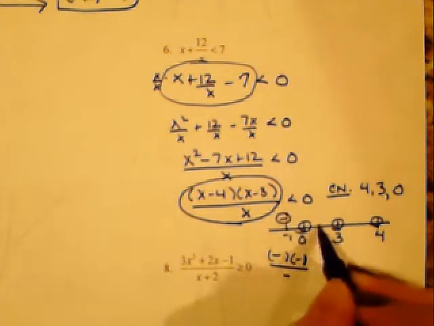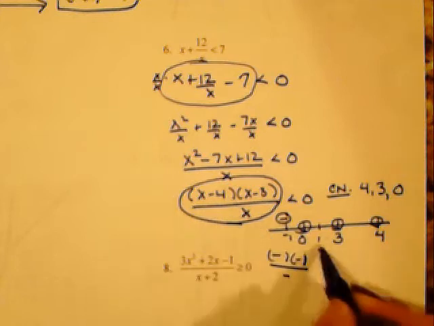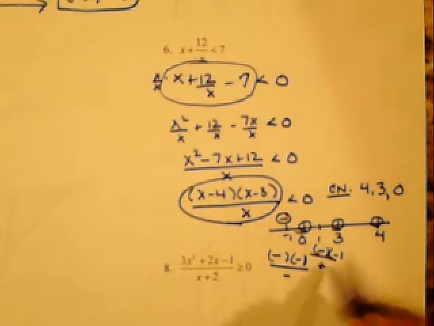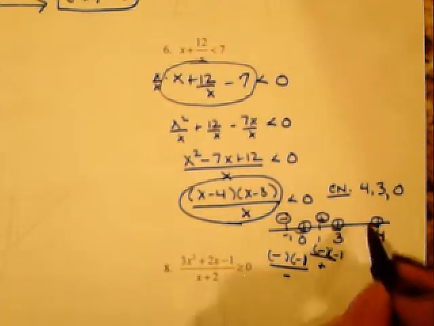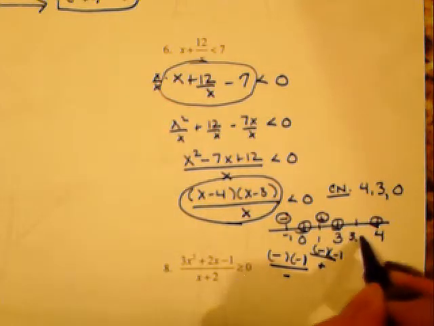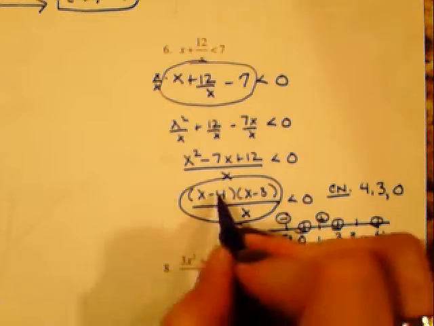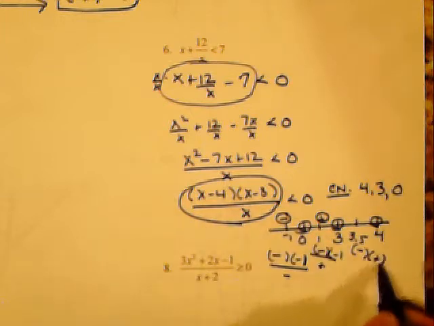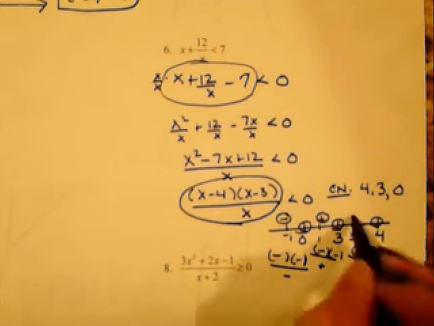Pick a number between 0 and 3, which is 1. 1 minus 4 is negative. 1 minus 3 is negative, divided by a positive 1. So this is going to be positive between 0 and 3. Pick a number between 3 and 4, so I'll choose 3.5. 3.5 minus 4 is a negative number. 3.5 minus 3 is a positive number, all over a positive number. So this is negative.